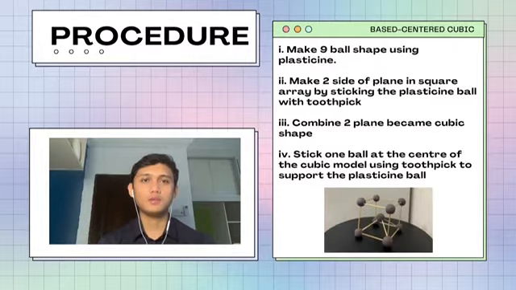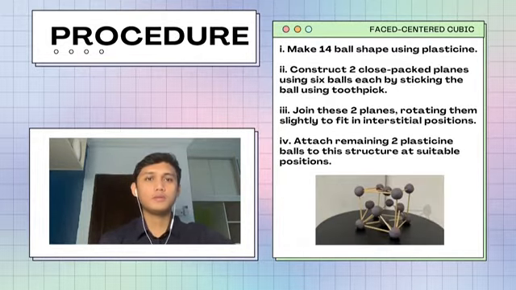Second one is body-centered cubic. Make 9 ball shapes using plasticine. Make 2 side planes in square array by sticking the plasticine balls with toothpick. Combine 2 planes to become cubic shape. Stick 1 ball at the center of the cubic model using toothpick to support the plasticine ball.